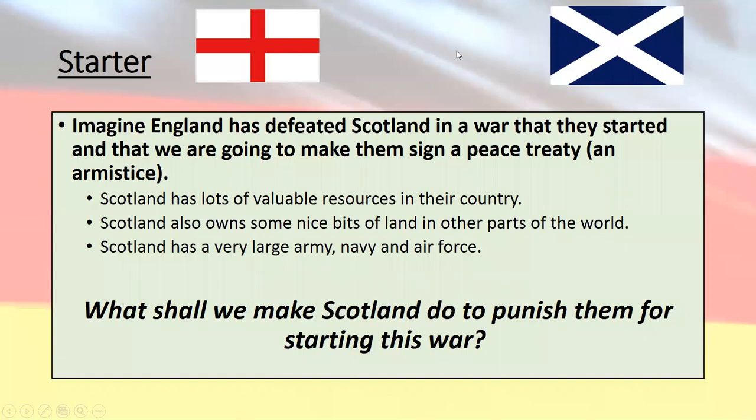So I want you just to imagine that England has defeated Scotland in a war, and that we're going to make them sign a peace treaty. And think about this. Scotland has lots of valuable resources. Scotland has some nice bits of land in other parts of the world. And Scotland has a very large army, navy, and air force. What should we make Scotland do to punish them for starting this war? Let's have a think. Because you're going to fall into one of the three categories, and I think it's important that we understand this. So just write down what you think you should do if this was a scenario, and then we'll start the lesson.